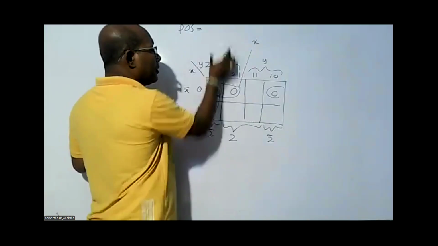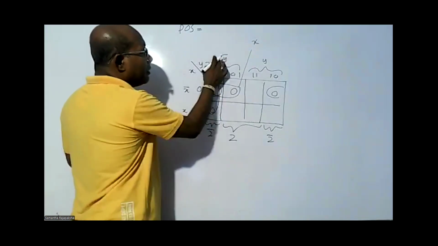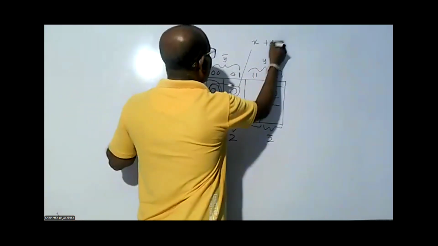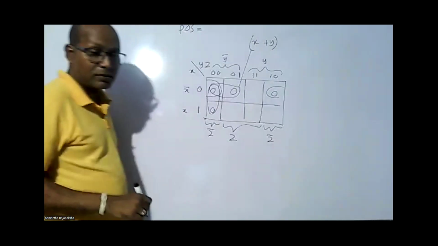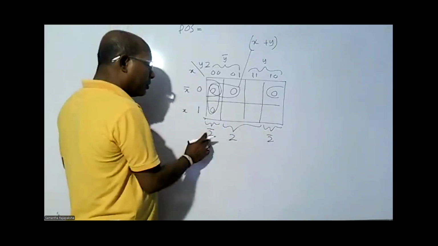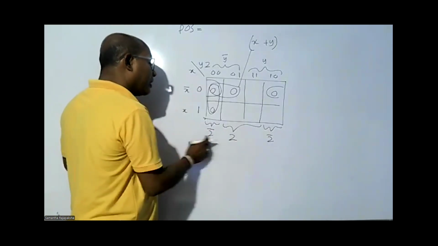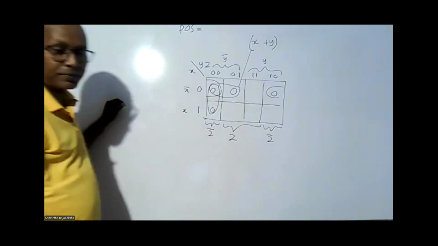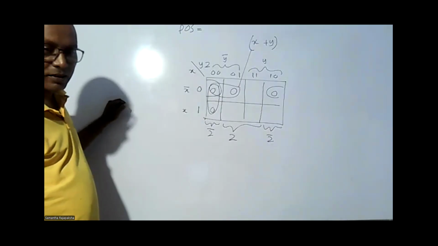When you go up, it is Y bar. Y bar means you write Y, with addition. Not multiplication, this is POS. And if you go down, Z and Z bar both come. We don't write both together, it cancels. Therefore, the answer is X plus Y.